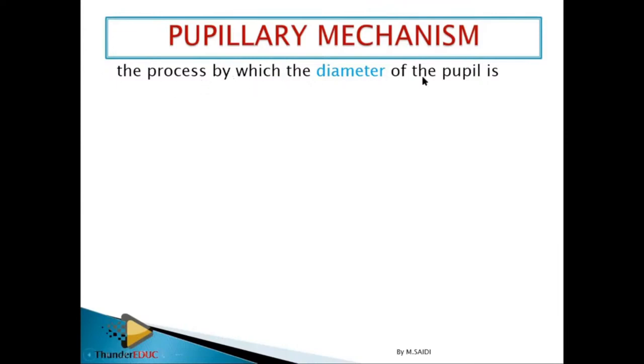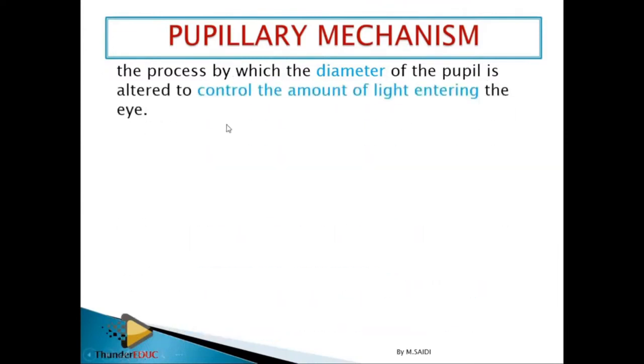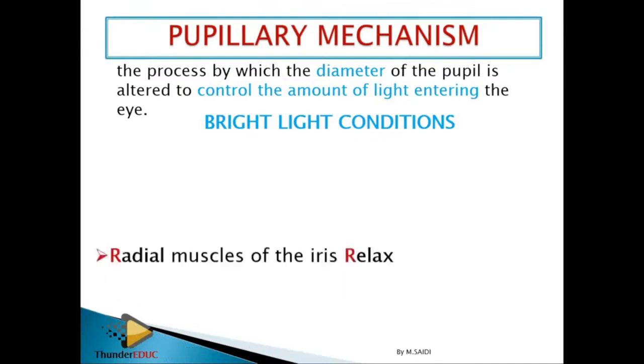So it's the process by which the diameter of the pupil is altered to control the amount of light entering the eye. How much light is entering the eye? The light can change depending on whether it is bright or dim. During bright light, more light is entering, and during dim light, less light is entering. So the eye is supposed to adjust so that at least the same amount of light is entering the eye. How does the eye do this?